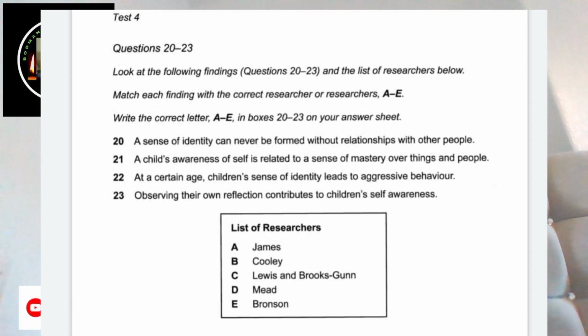Observing their own reflection contributes to children's self-awareness. Did we read anything about reflection? Children observing their own reflection? I don't think so. Can you see? If you didn't find it, move to the next name. Also, if you are thinking that you are not finding an answer very fast, you move to the next name.